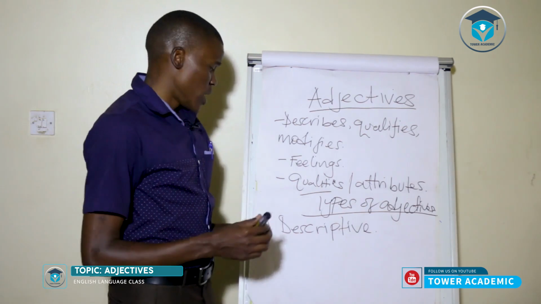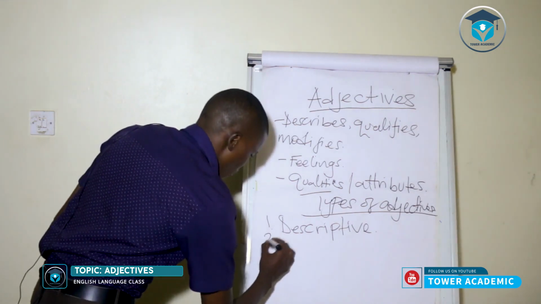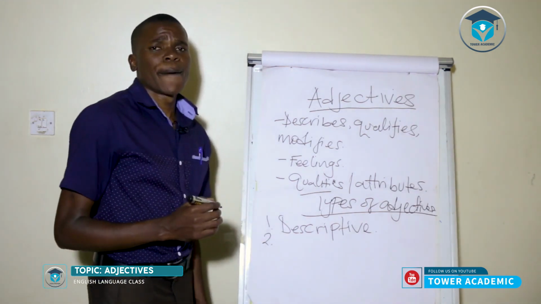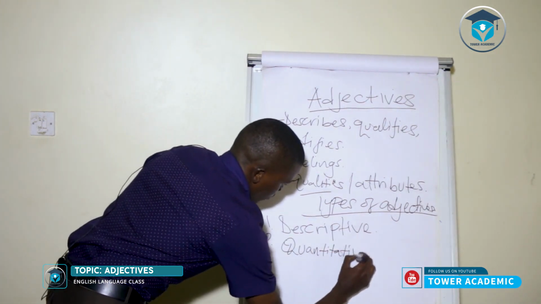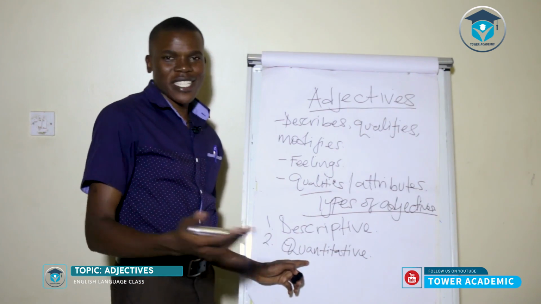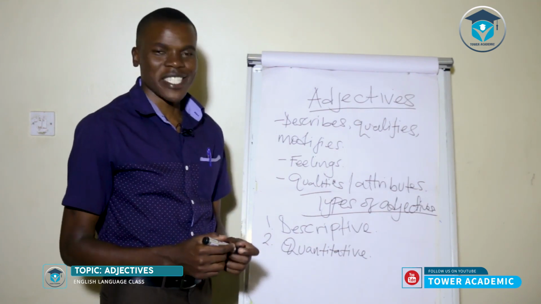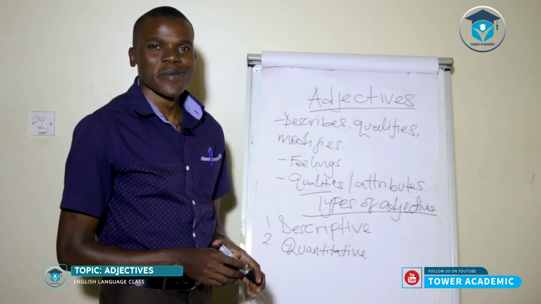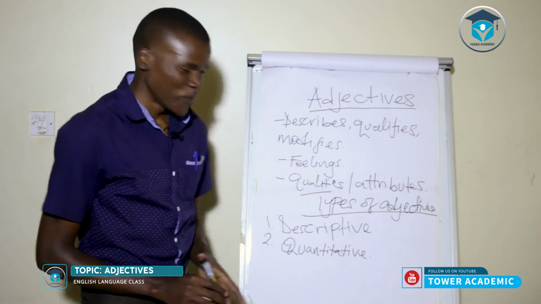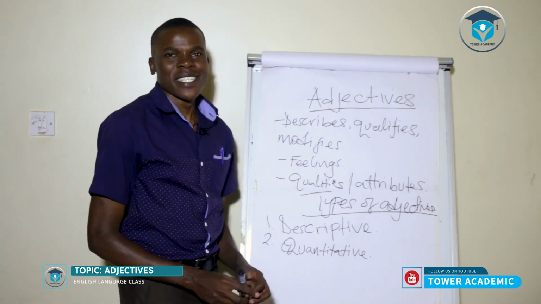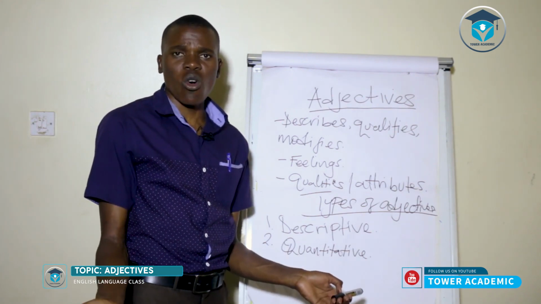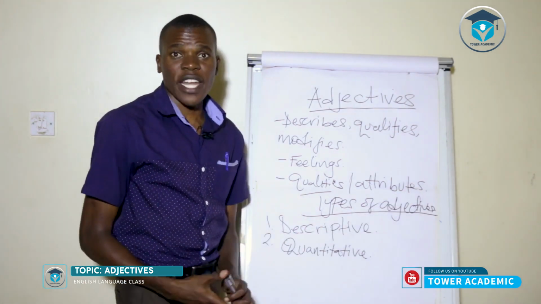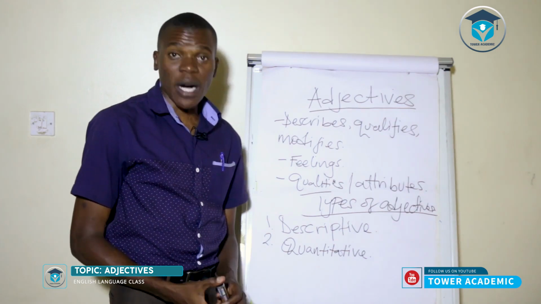I would like us to go to the next. Type number two of the adjectives includes, we have the, I thank you. You can read this under your breath. I will give you 3 seconds. Surely, they are over. Quantitative adjectives. These adjectives show us how many or how much of the noun is being talked about.